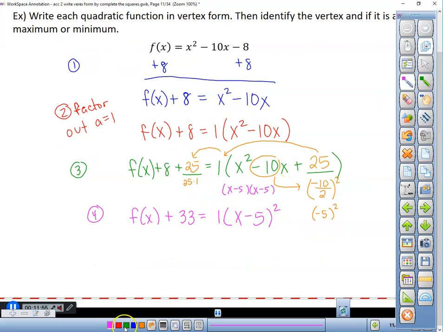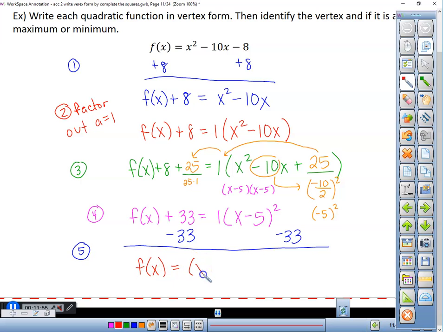All right, almost there. So now I'm going to undo my plus 33. I'm going to subtract that from both sides. That's going to become k. And the other thing that I'm going to do when I rewrite this is I'm going to drop the 1. Since anything times 1 is itself, we don't show when an a value is 1. That's why we see our vertex form is without that 1. So we'd have f of x equals x minus 5 quantity squared minus 33. And that would be our vertex form.